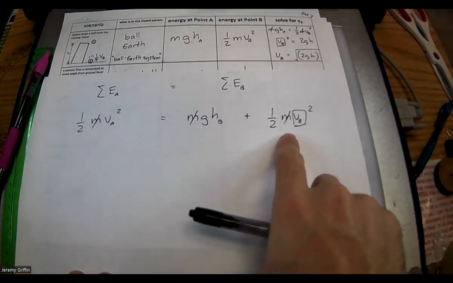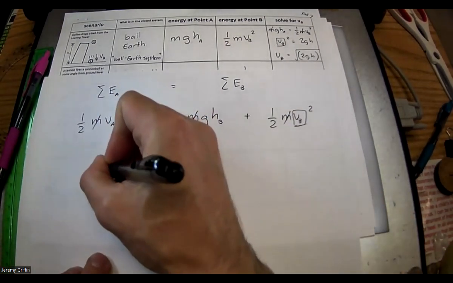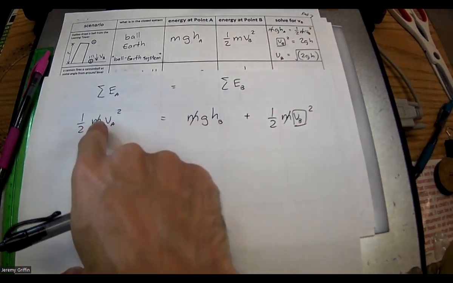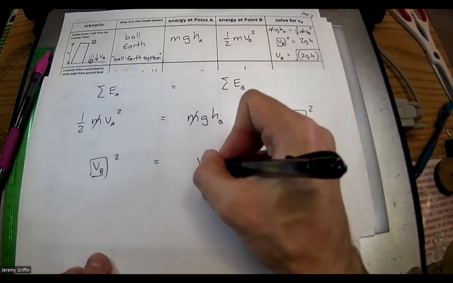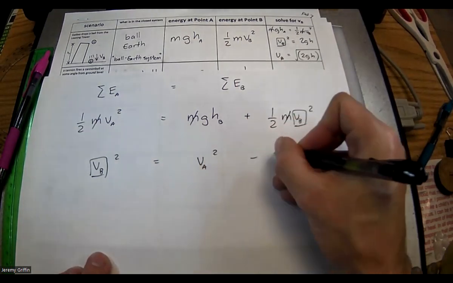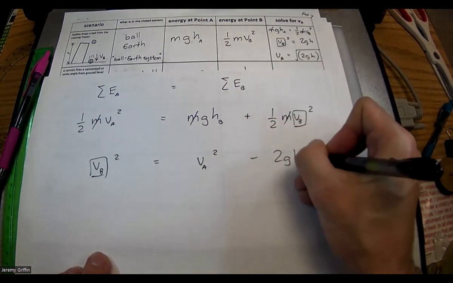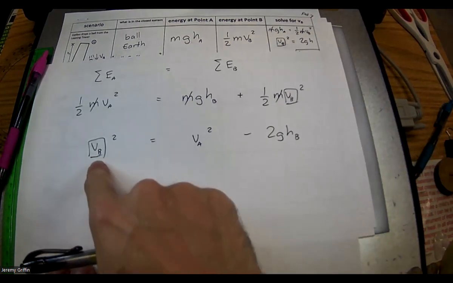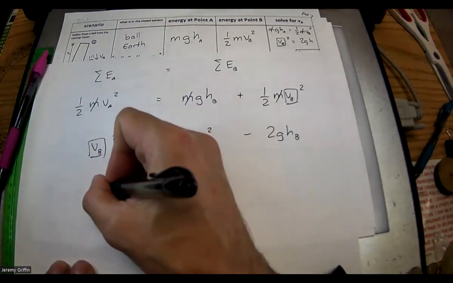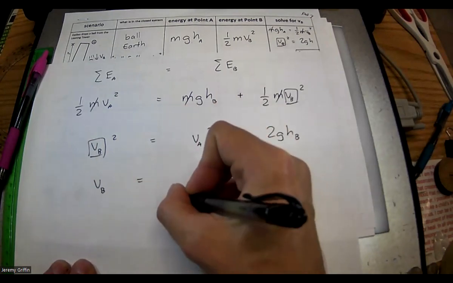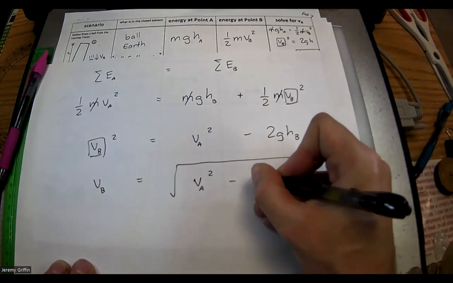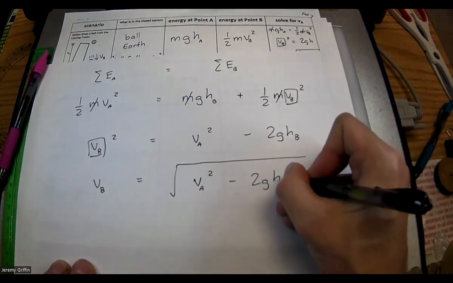Then let's see, I bet I could multiply everything by 2. So VB squared is equal to, I'm going to subtract this over 2, and then multiply everything by 2, so that's VA squared minus 2GH. You're kind of squeezing two algebra steps there. But the last step is going to be square root both sides. So how fast it's going at point B is the square root of the blast speed squared minus 2 times the gravity field times the height change.